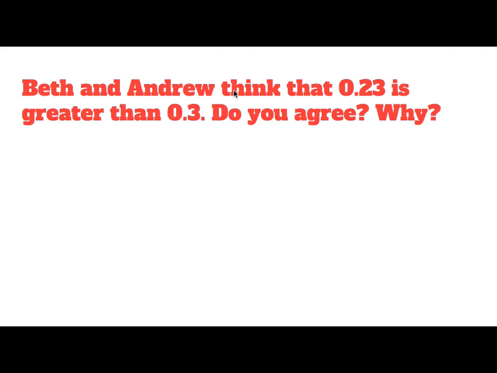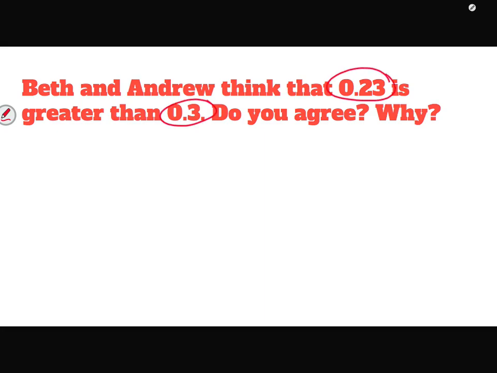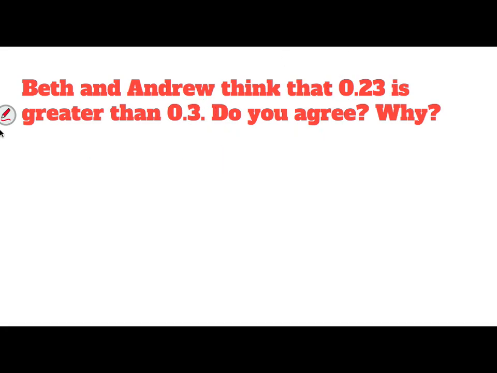One last one. Beth and Andrew think that 23 hundredths is greater than 3 tenths. Do you agree, and why? A lot of kids think, oh yeah, 23 is way bigger than 3, so of course. But you need to think about place value. 3 tenths equals 30 hundredths, because if I multiply both by 10, I put a 0 here, and it is equivalent to 30 hundredths. Now I can compare them. I see that 30 hundredths is bigger than 23 hundredths. So be careful when you see something in tenths, and make sure you think about the value of what each number really is.